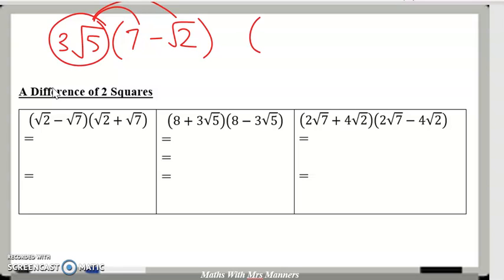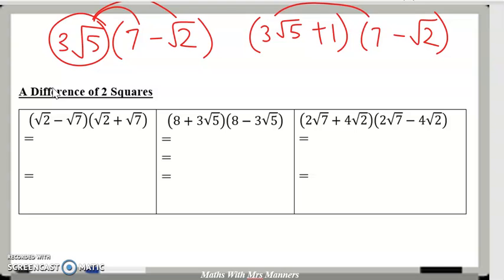And then we extended this a little bit further to say if you have 3 root 5 plus 1 times 7 minus root 2, that's where we talked about these being binomial products, and you need to use FOIL, where you do firsts, outsides, insides and lasts.